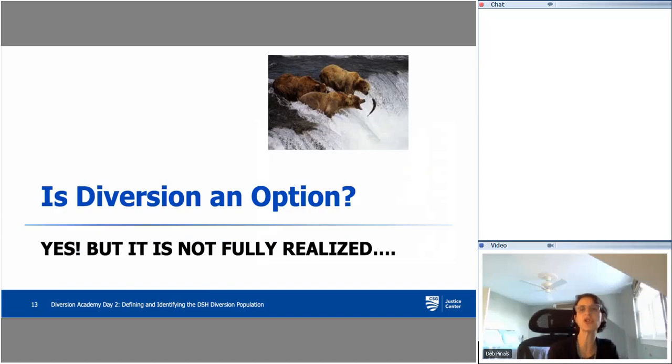So is diversion an option? It's really a matter of going upstream, thinking about these as individuals who may have significant impairments, who for a variety of reasons may have gotten into the criminal system when that didn't really mean they needed to be in it. When we think about the purpose of our criminal legal system, we're really not serving that purpose if we're not using it in the right way, the way it was intended. Next slide.